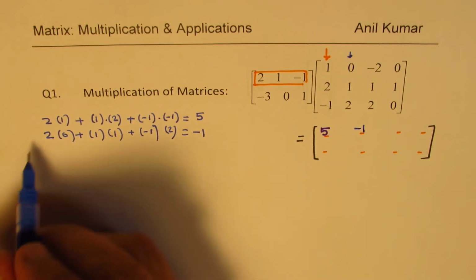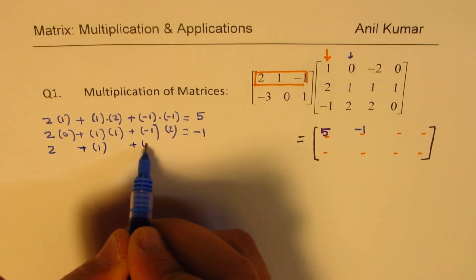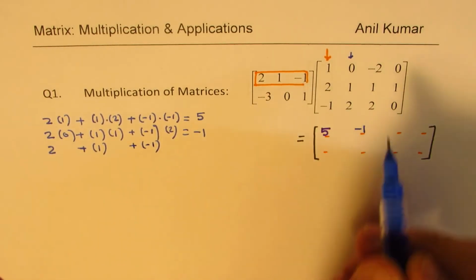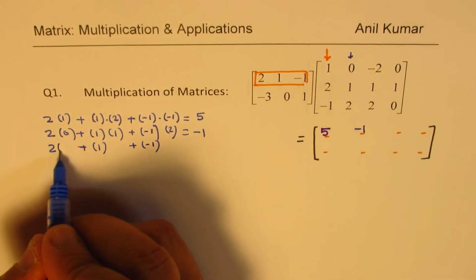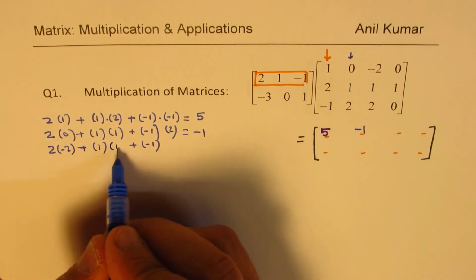Simple as that, correct? So again, we are going to do the same thing. So we are going to multiply the first row with the third column. Third column members are, the elements are minus 2, 1 and 2.